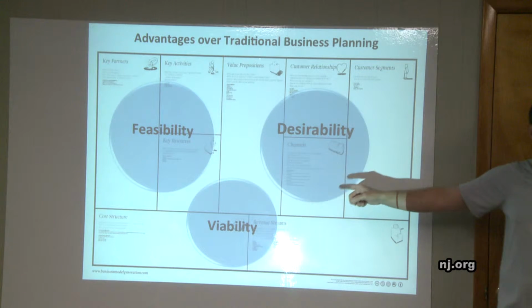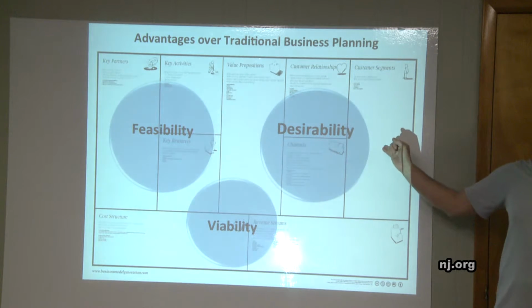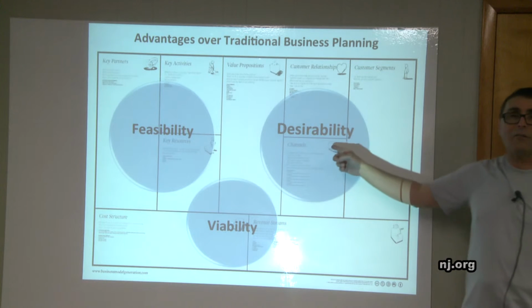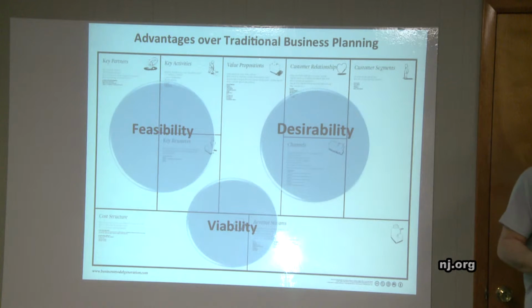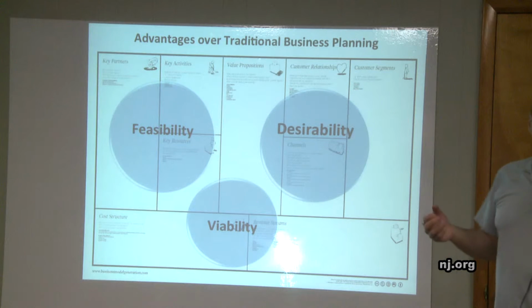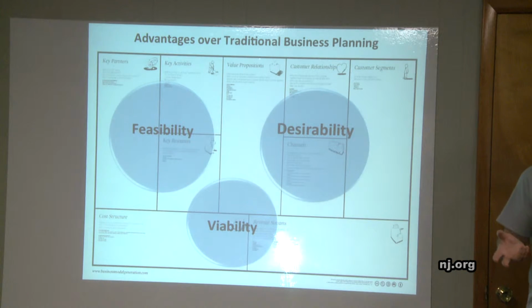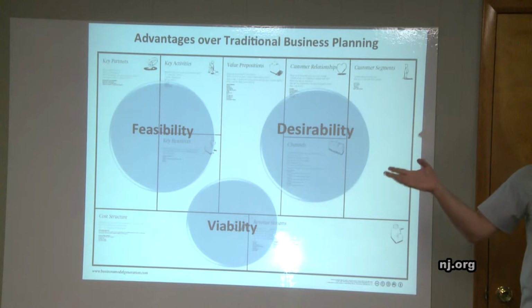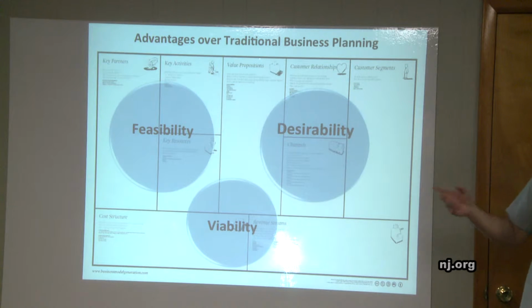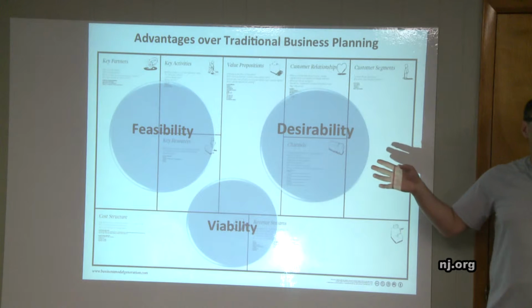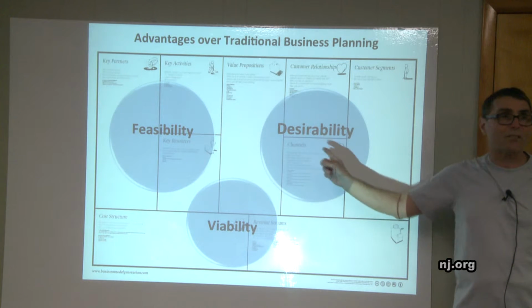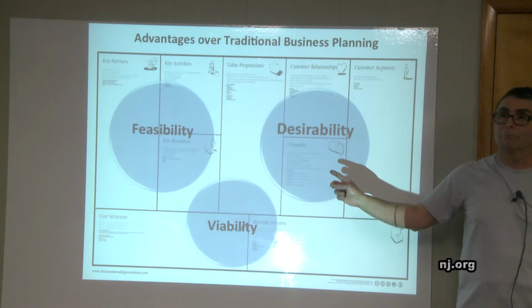Desirability, feasibility, viability. The business model canvas makes sure you develop that. Desirability, simply put, is: does the customer want it? Feasibility is: can I do it? And viability is: can I make money, and can I get the capital to do it? When you think about any business, if any one of those is missing, it doesn't happen.